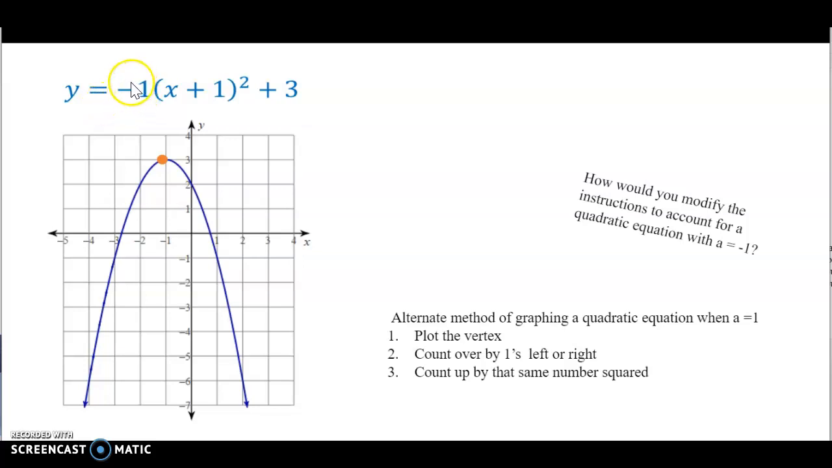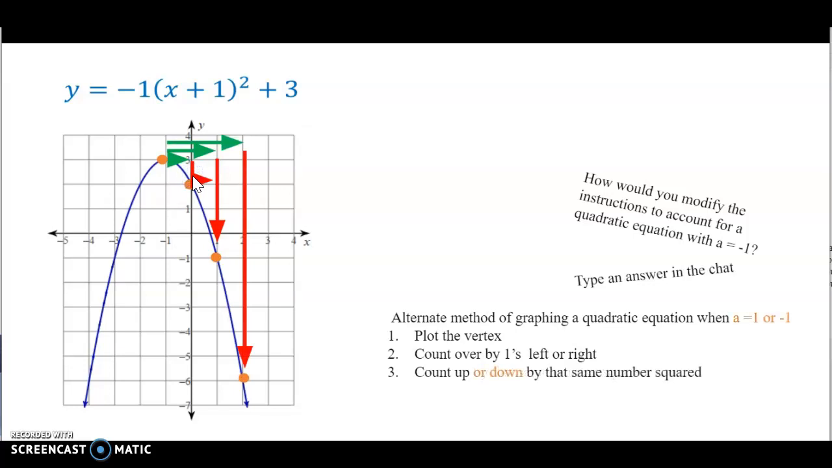Alright, so how would you modify the instruction if a is negative 1? Remember, if a is negative, then the parabola is sad, it is going to have a sad face, so it's going to be opening downwards. But it's basically the same process. Where I went 1 right, and then instead of going 1 up, I am going to go 1 down. And 2 right, 4 down, 3 right, 9 down. And so that's basically the pattern. Instead of going up by whatever the y units, we're going down.